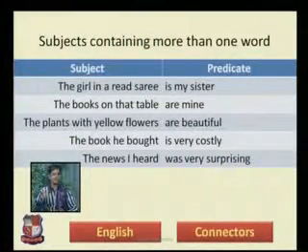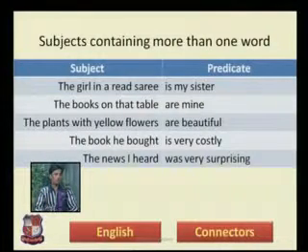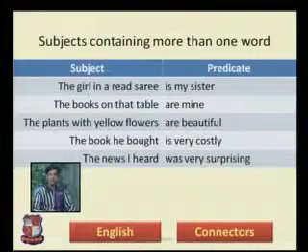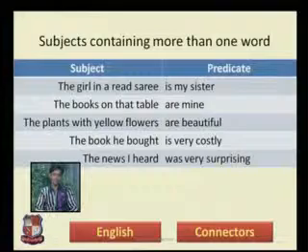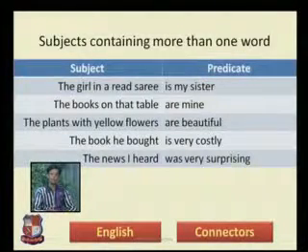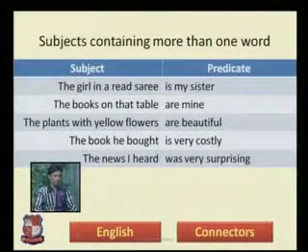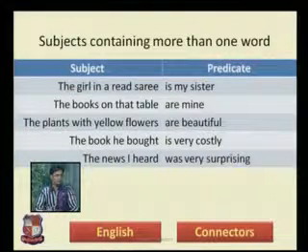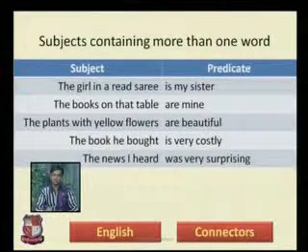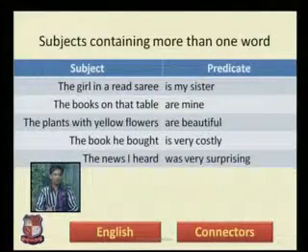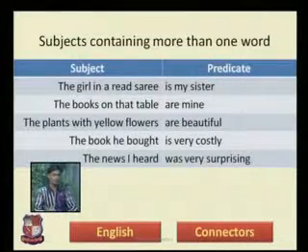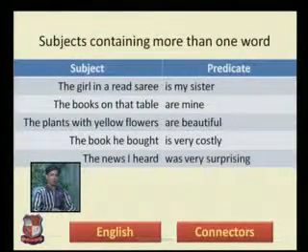Same happens in the next sentence. The books on the table are mine. So now as you can see, the number of words in the subject is comparatively more than in the previous slide, wherein we saw that the subject was only one word. In the third sentence, the plants with yellow flowers are beautiful. As you can see in the third sentence also, the number of words in the subject component is more than the earlier ones. The book he bought is very costly.